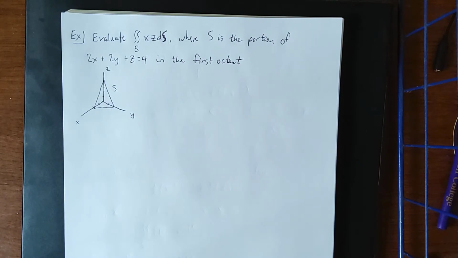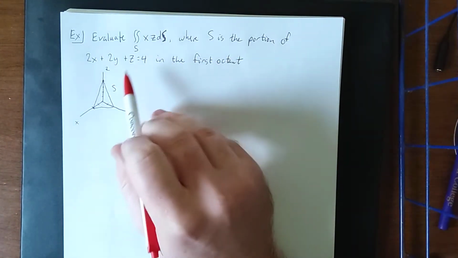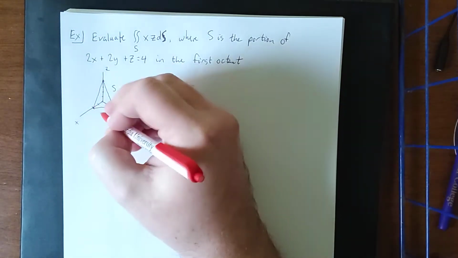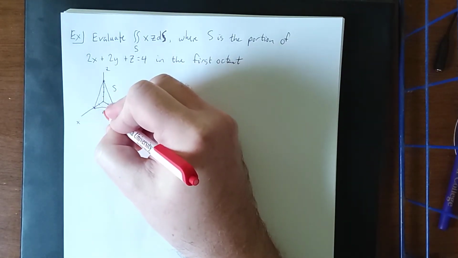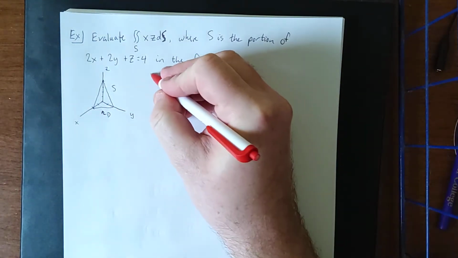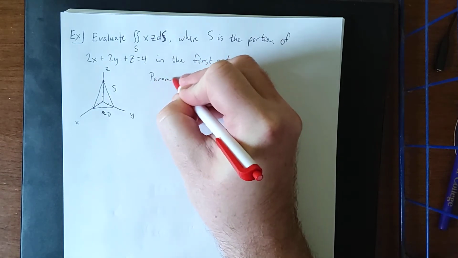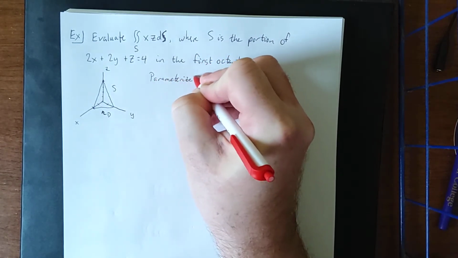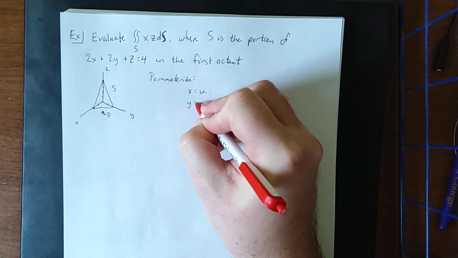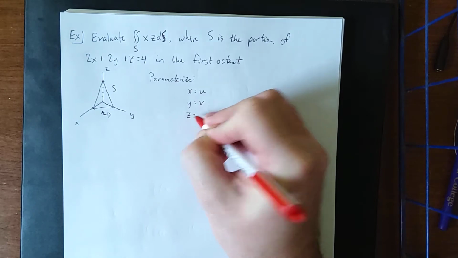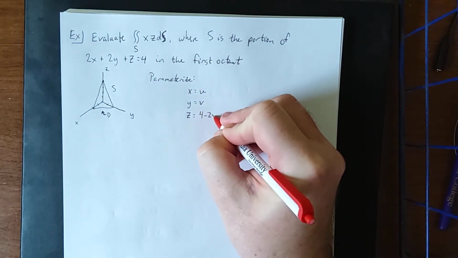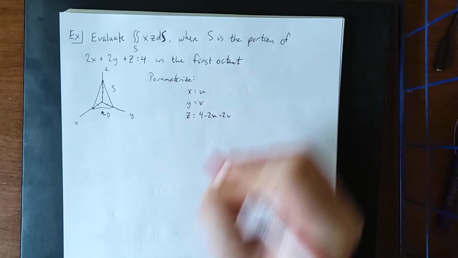So I think what I'd like to do is express z as a function of both x and y, and we'll let the corresponding projection into the xy plane be our region D. So to parameterize the surface, we'll let x be equal to u, we'll let y be equal to v, and we'll let z be equal to, if we solve this, 4 minus 2x minus 2y.